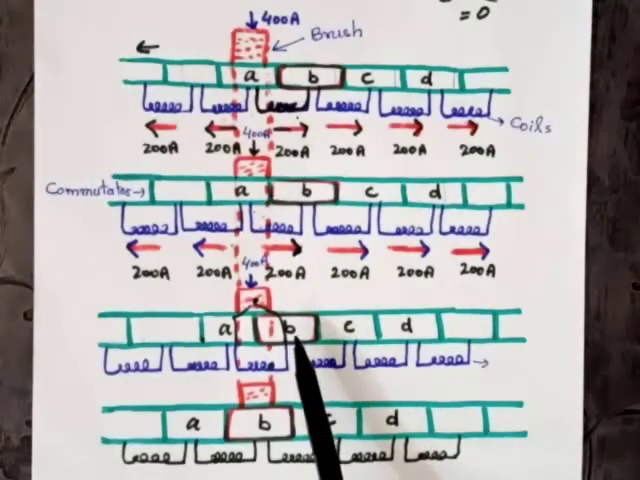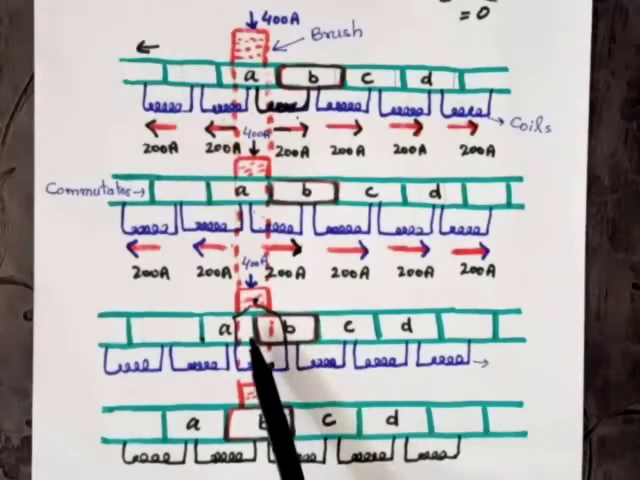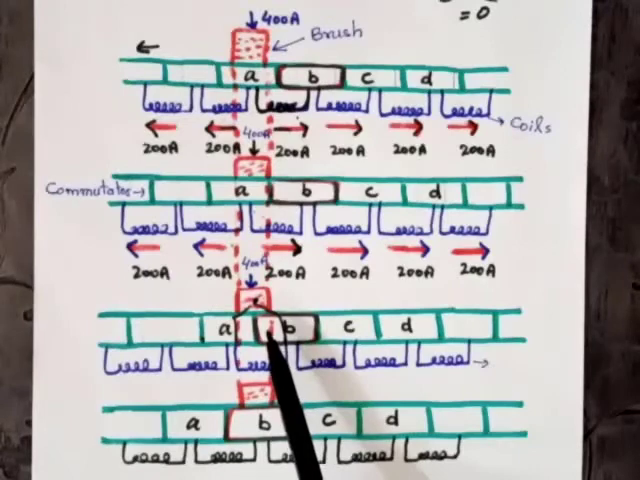When the commutator segment moves further towards the coil, it will partially become under the brush. So as you can see here, now the commutator shifts further. You can see that the commutator now becomes right in between the brush.